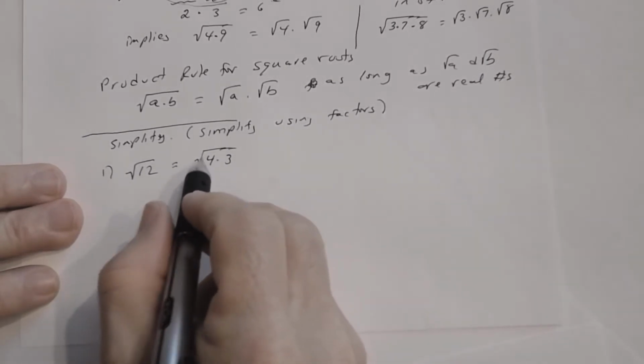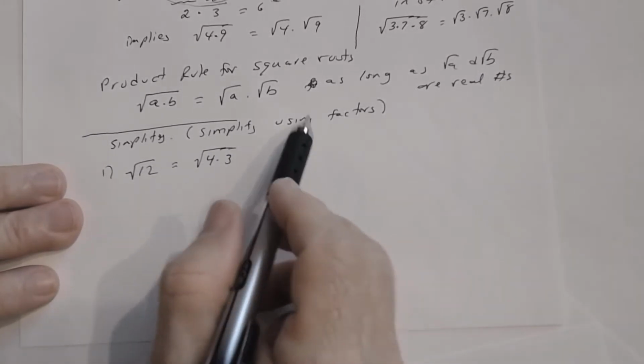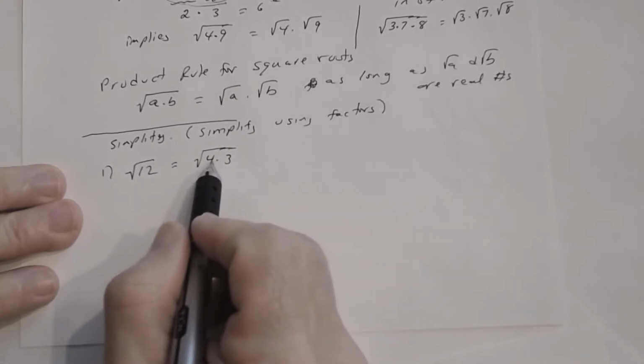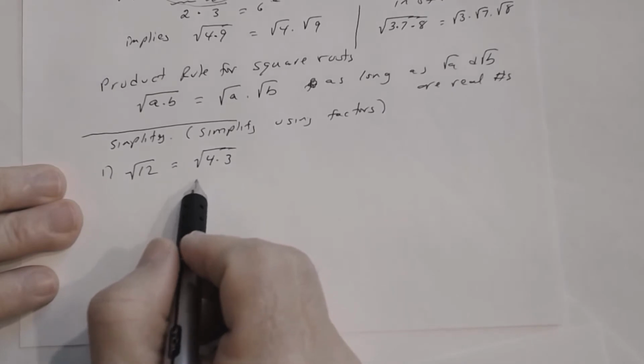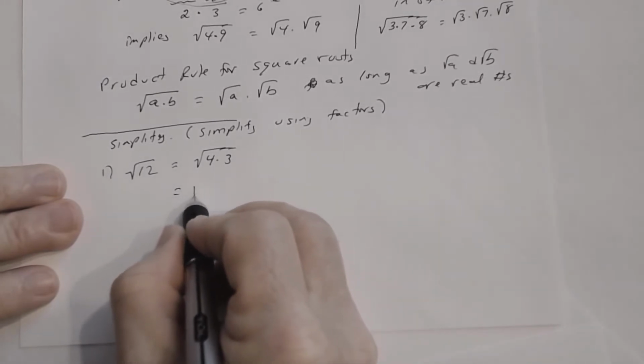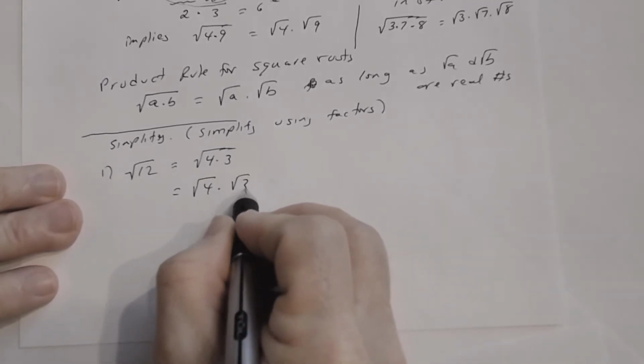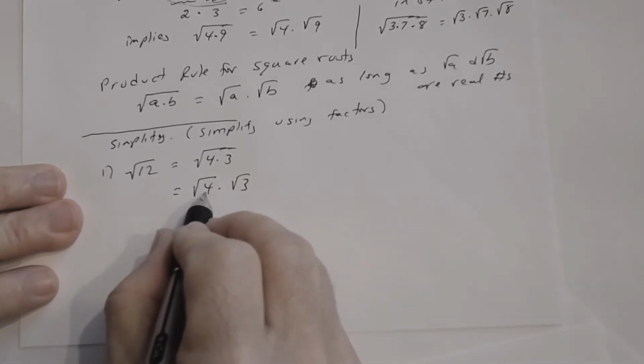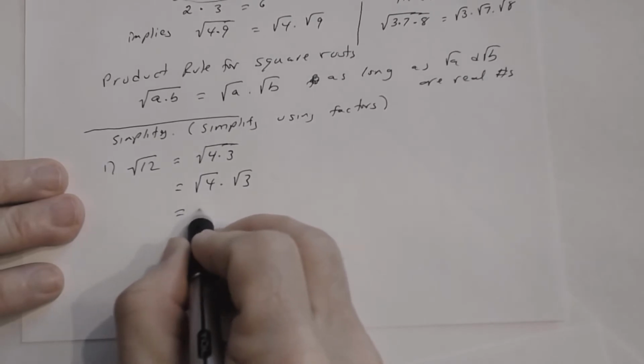So now since I have the square root of a product, and by the way, this is what they mean by using factors. See, I wrote 12 as a product of factors. 4 times 3, that's what that means. Okay, so then I get the square root of 4 times the square root of 3. And then notice now, since 4 is a perfect square, I know that the square root of 4 is 2.